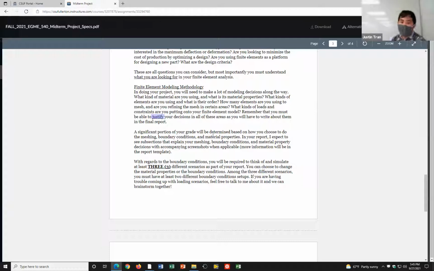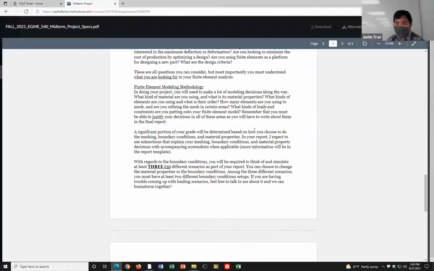Okay. As you go about your finite elements, in every setting and every click that you do, I want you to think about: why am I doing this, and how can I justify this to someone who might be skeptical of my work? All right. This next paragraph says that a significant portion of your grade will be determined based on how you chose to do the meshing, the boundary conditions, and the material properties. I expect to see a lot of subsections in your report that explain what you're doing.